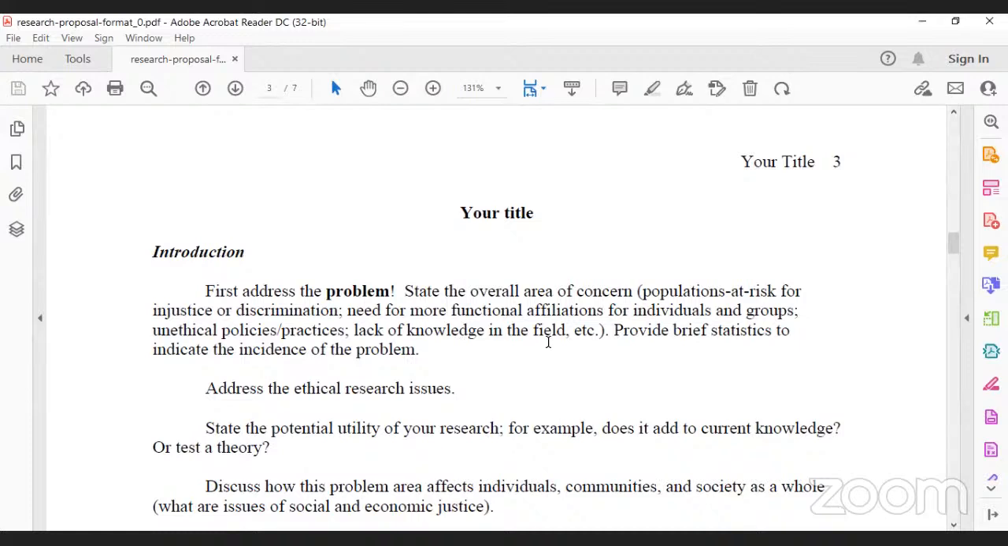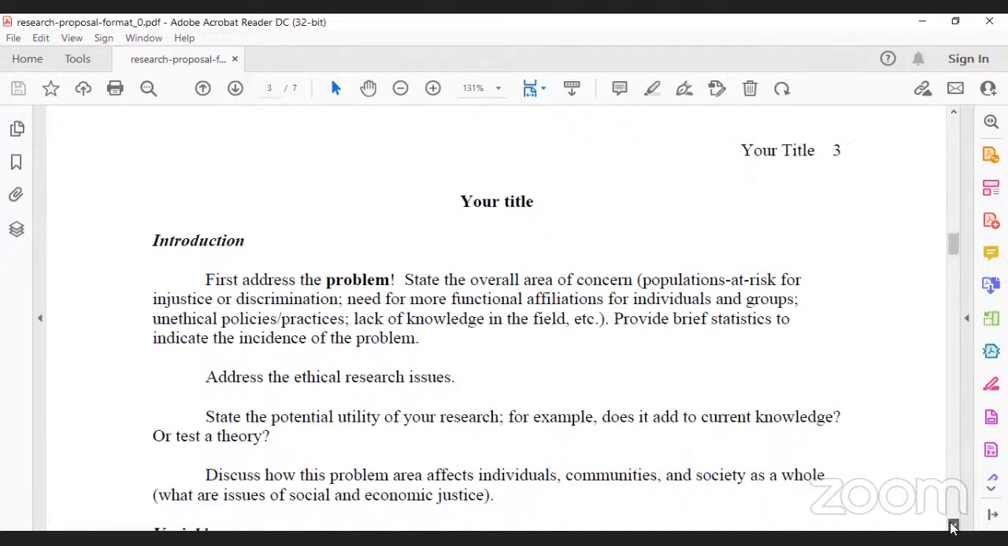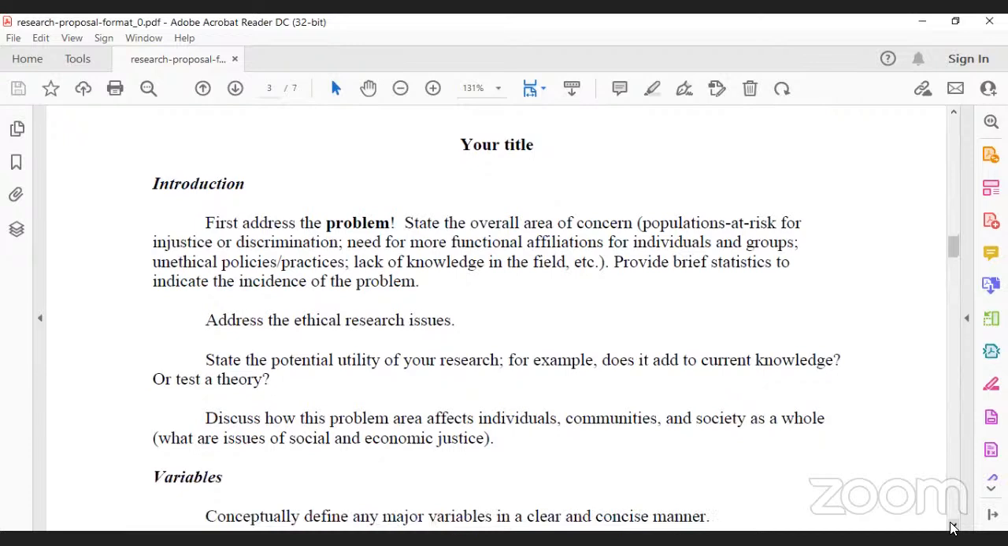So adaptability is going to be a very key area in this group, and not much research has been done. Then provide some brief statistics to indicate the incidence of the problem. So this would be the introduction. In the first paragraph itself, you would be highlighting why you are doing it. Then come some ethical research issues, such as whether it adds to current knowledge, or is it a test of a theory? How is this problem area going to affect individuals, communities, and society as a whole?